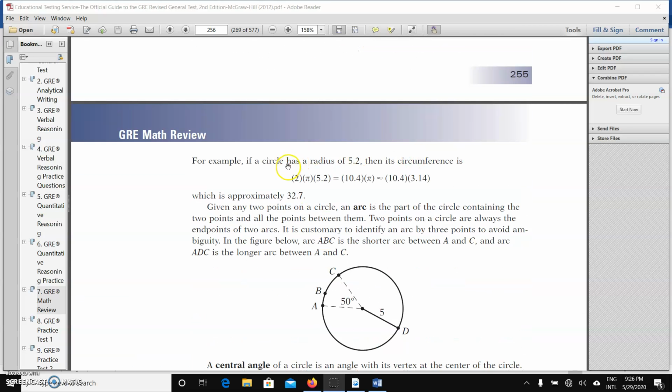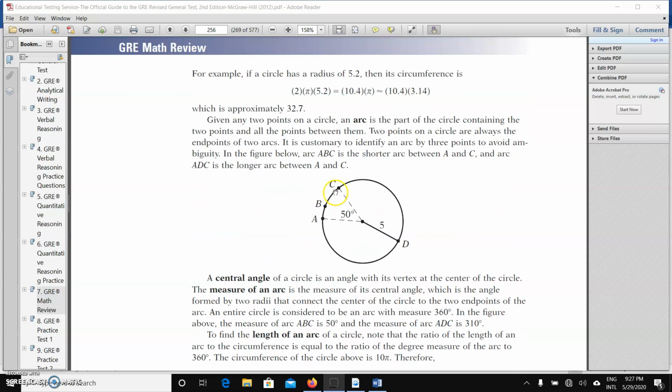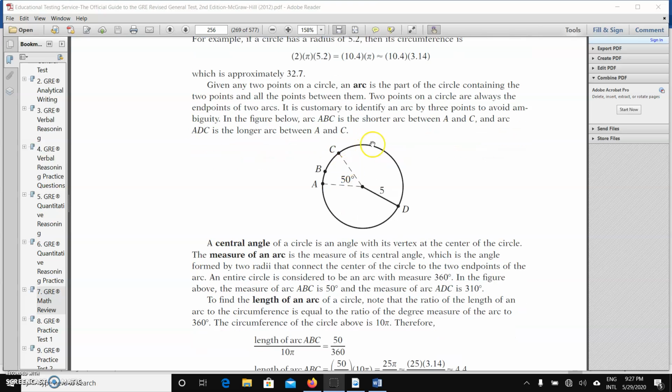So if you want to apply that, for example, if a circle has a radius of 5.2, then circumference is 2 pi r. So 2 pi times what's our radius? 5.2. So to multiply that, 5.2 times 2 times pi, that gives you 10.4 times 3.14, because your pi is the same as 3.14 or 22 over 7. It gives you 32.7. So there's no question about that. That is straightforward.